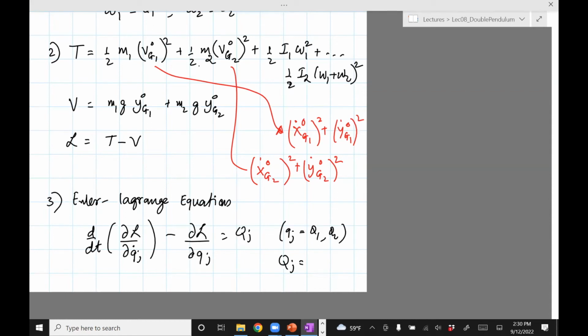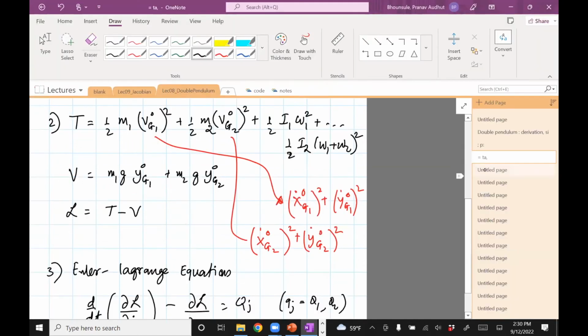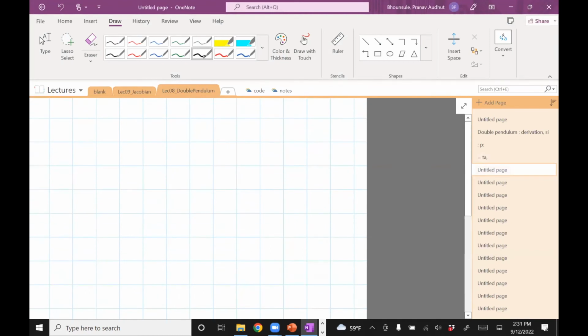So Qj here, in this case, we're looking at the pendulum with no torque. So it's going to be 0 for both the first and second. Since the qj are theta 1, theta 2, you'll have two equations and they correspond to those 2 degrees of freedom. Okay, so when you do this calculation, you'll get a big giant equation, but it all will boil down to something like this. When simplified, the equations will actually look pretty simple.